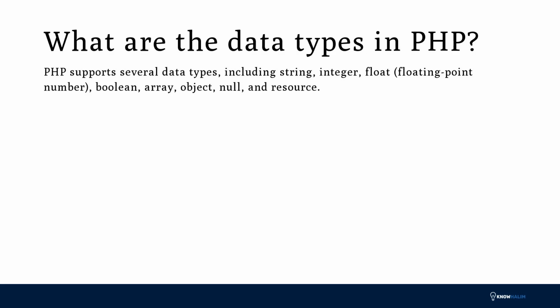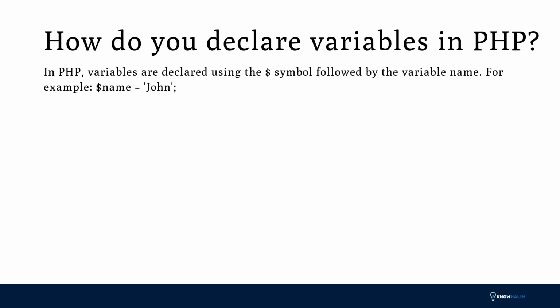What are the data types in PHP? PHP supports several data types, including string, integer, float, floating point number, boolean, array, object, null, and resource.